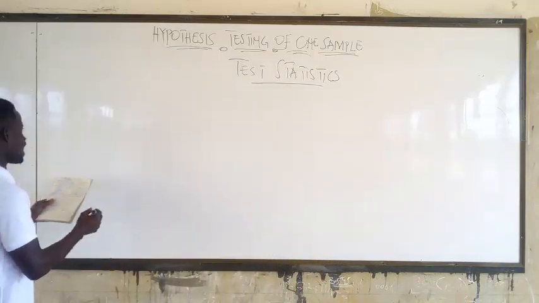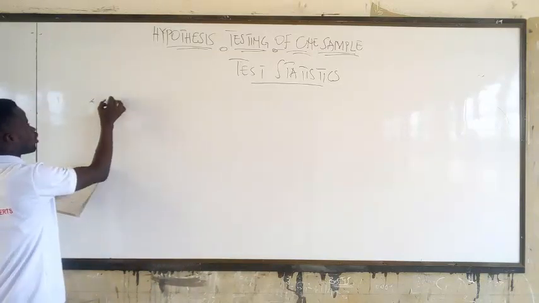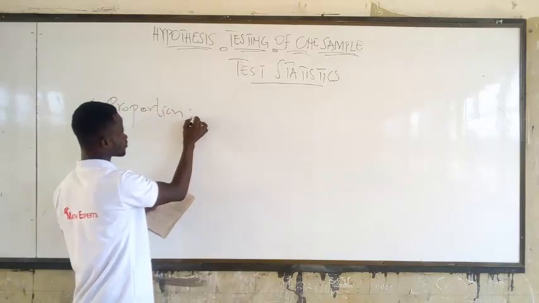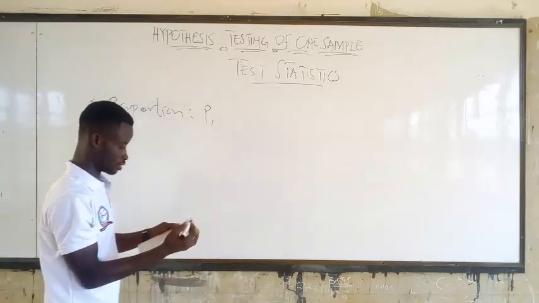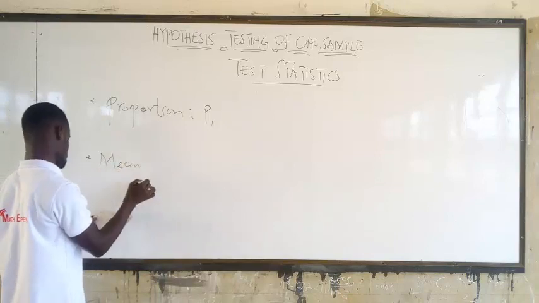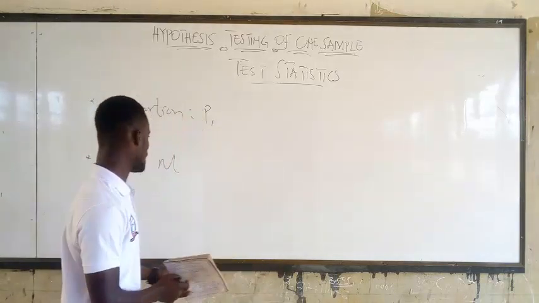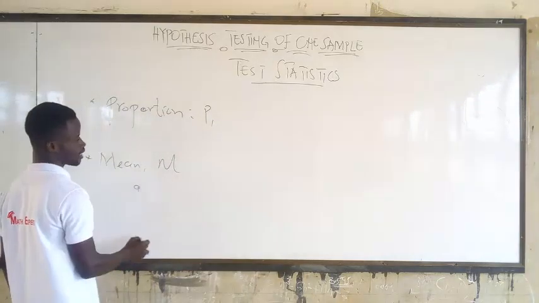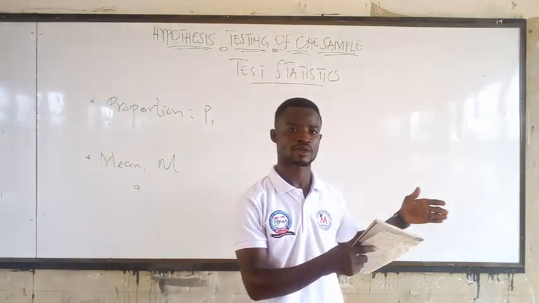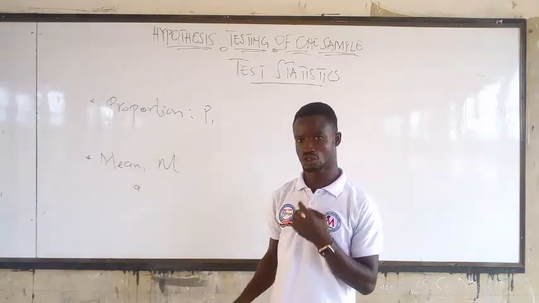Alright, so the test statistics. The test statistics, the one for proportion, and we have the one for the mean. Now, with the mean, we have it in two types. So I will call this A and I will call this B. It's like when we're dealing with confidence interval. We have the case where the standard deviation is known and is not known. So you know the difference between these two.